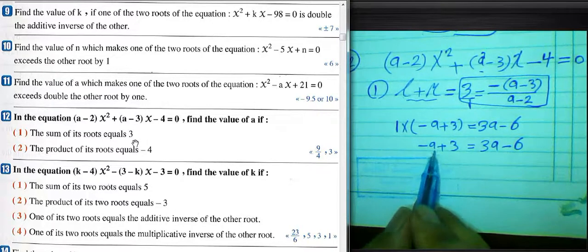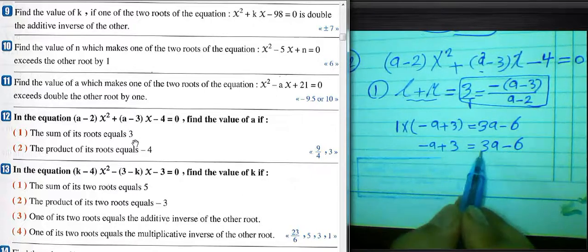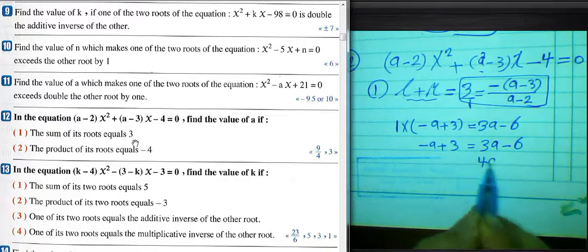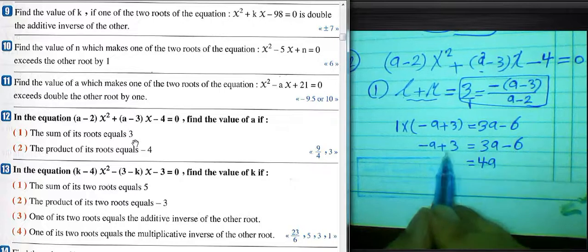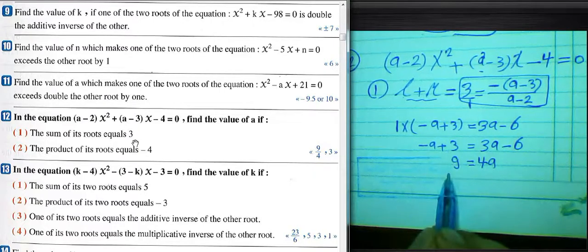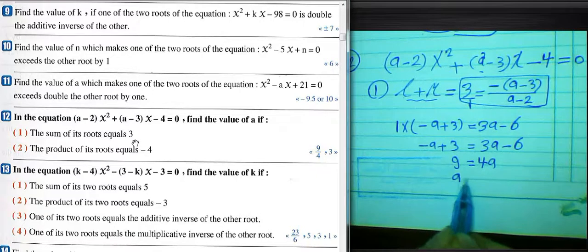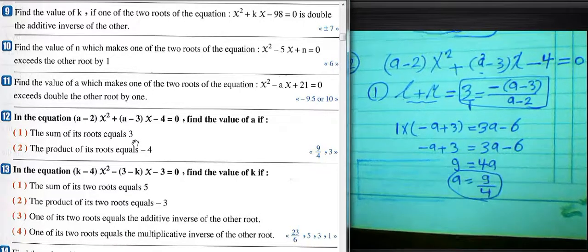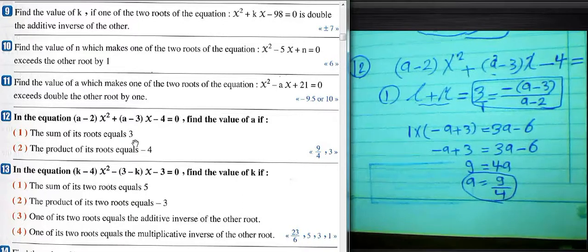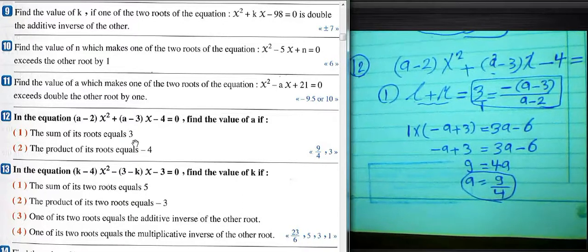We can move negative A to the right-hand side. 3A plus A equals 4A, and we can move negative 6 here. 6 plus 3 equals 9. So the result will be A equals 9 over 4. It's okay for you? It's very easy, but you must know the rule about solving any equation, about the sum and the product.